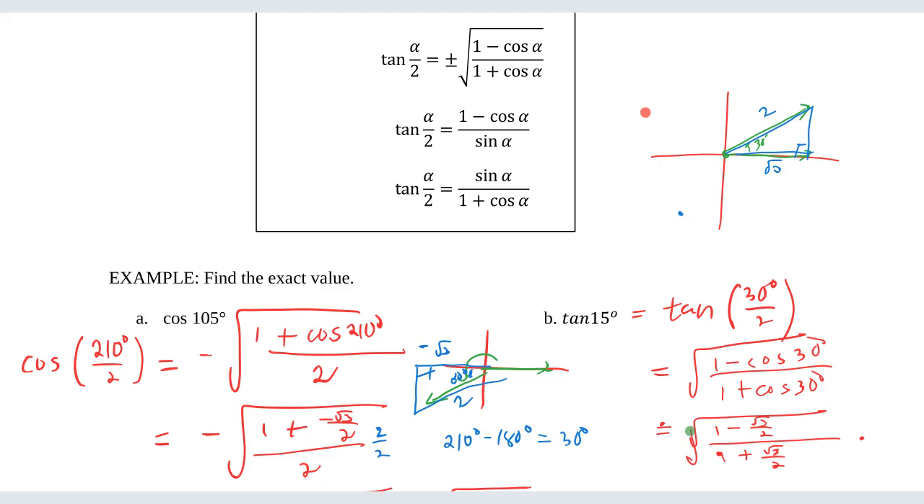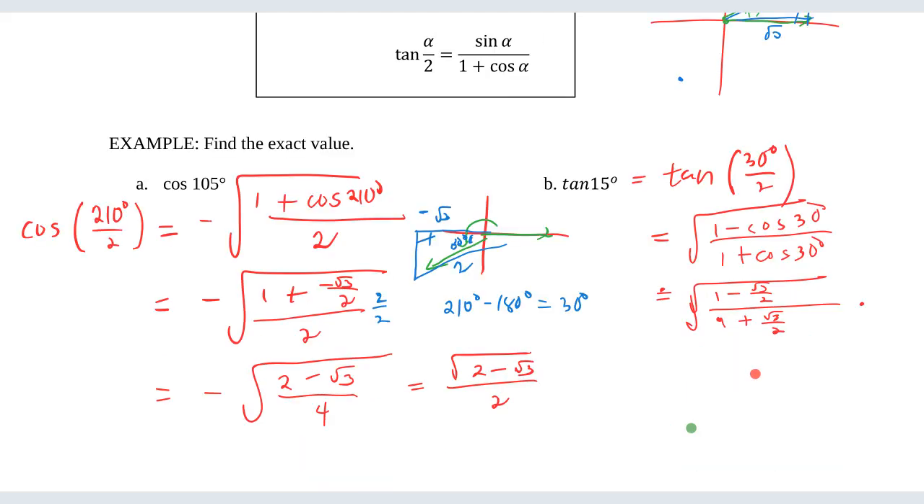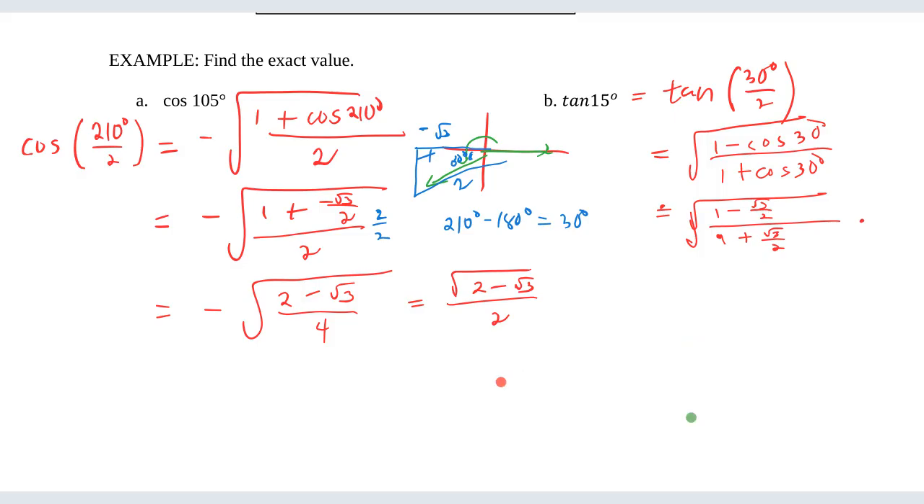Continuing, I'm going to simplify the fraction inside. I am going to multiply by the LCD, which is 2, so I multiply 2 over 2 to each of those terms. So now we have the square root of 2 minus the radical 3 over 2 plus the radical 3.